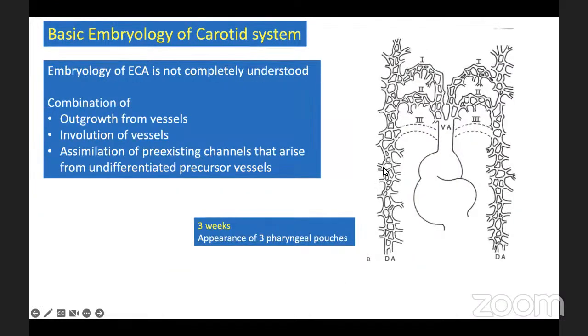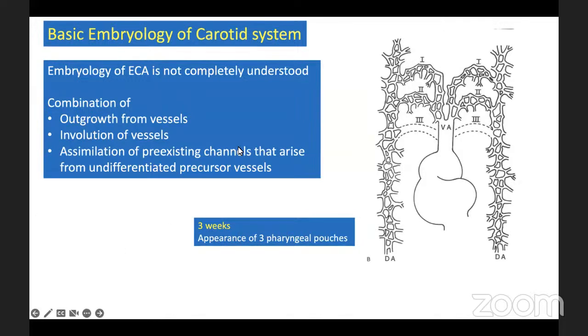So, to begin, we shall see the basic embryology of the carotid system. The embryology of the ICA is well determined, but the embryology of the ECA is not completely understood. However, the ECA is formed by a combination of events: outgrowth from vessels, involution of some vessels, and assimilation of pre-existing channels that arise from undifferentiated precursor vessels.